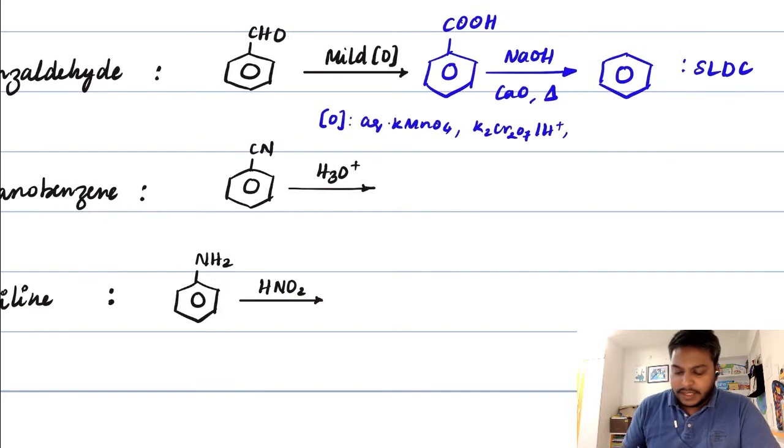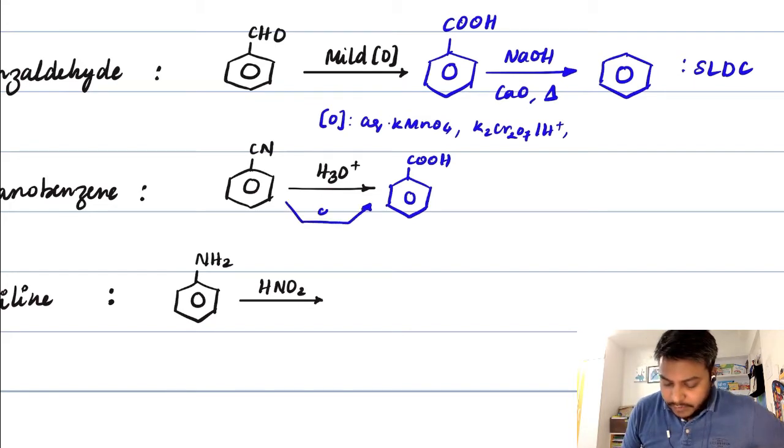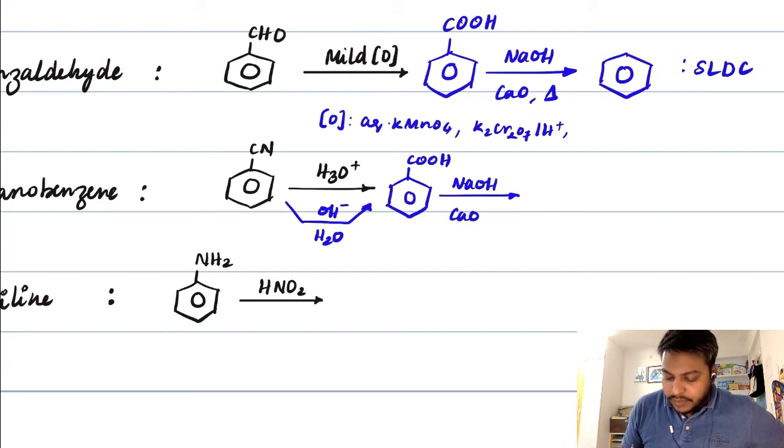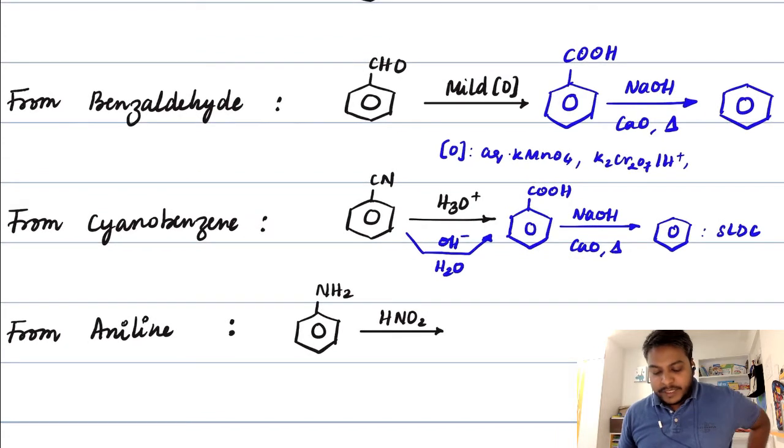What would happen here? Cyanobenzene on hydrolysis will always give you acids. We can do hydrolysis in acidic medium, or we can perform the same in basic medium. It doesn't matter. In both cases, we will get acid, and then we react with NaOH, CaO and heat. We would get that as benzene. That is the SLDC reaction. So that is about cyanobenzene.